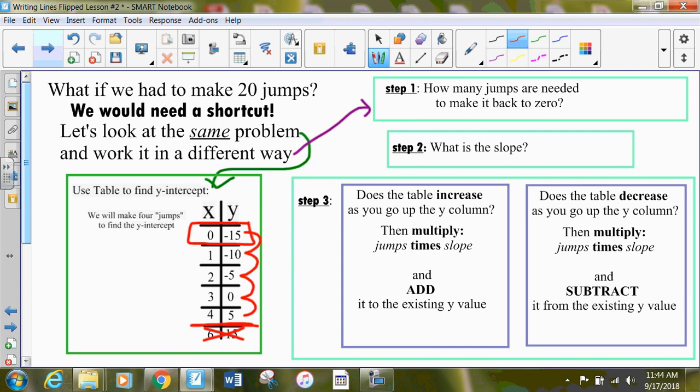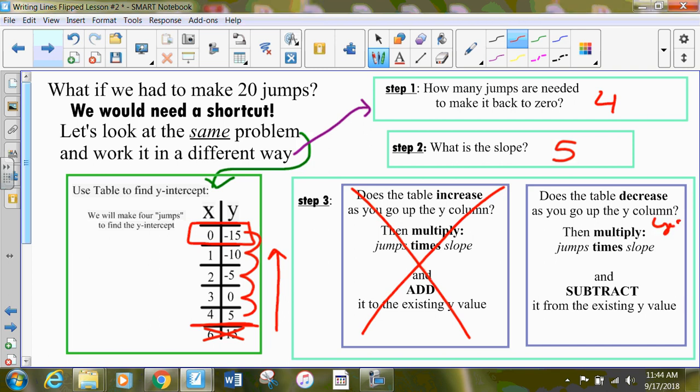Step 1 is how many jumps are needed to make it back to 0. In this case, 4. What is the slope? The slope is 5. And so you have to ask yourself for step 3, does the table increase as you go up the y column? Well, let's see. 5, 0, negative 5. No, it's decreasing, right? So we're not going to use this.